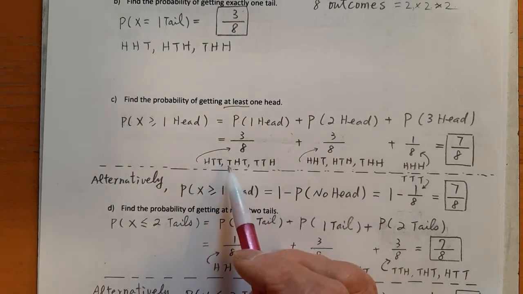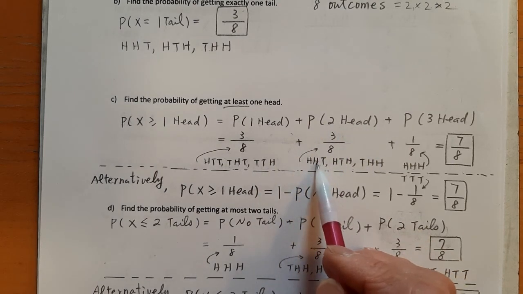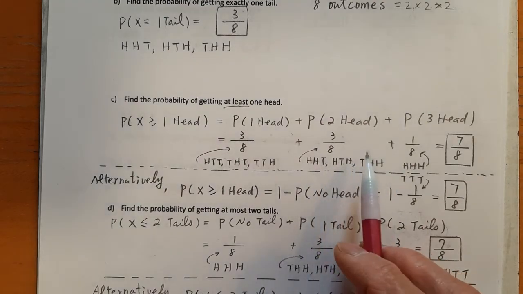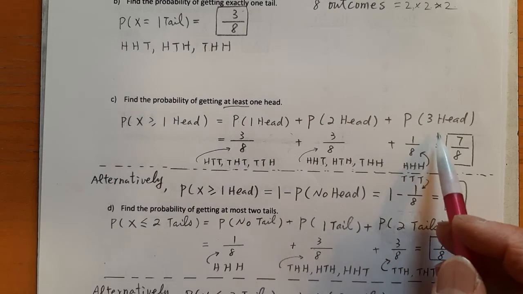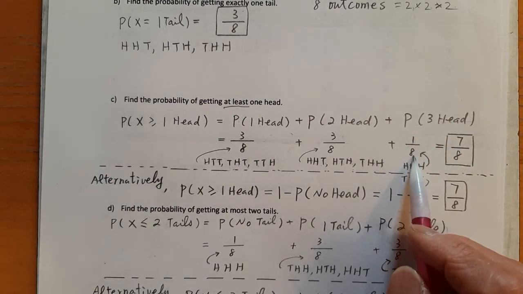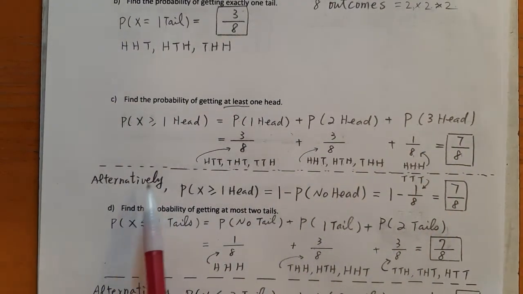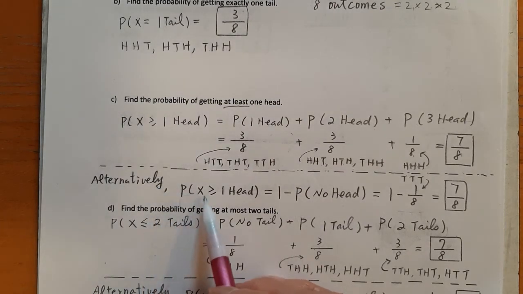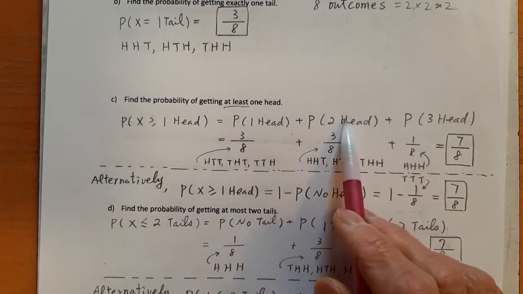So it's 3 outcomes. Probability is 3 out of 8. Two heads: head, head, tail; head, tail, head; tail, head, head. Those are also 3 outcomes that have exactly 2 heads, so 3 out of 8. And 3 heads has only 1 outcome. Add together is 7/8. And there's an alternative way to do it. The probability of x greater than or equal to 1 head is going to be those 3 added together.